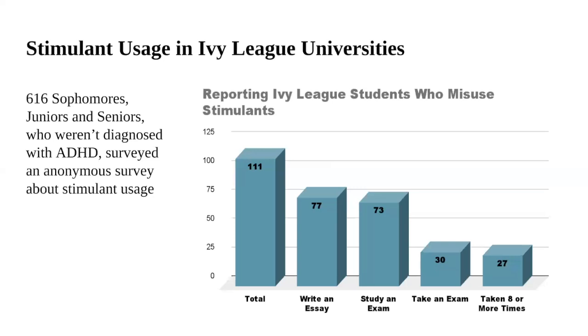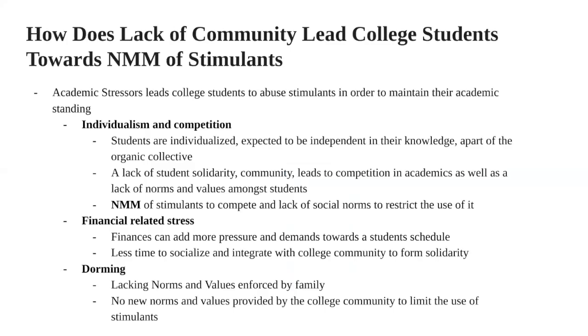30 were used to take an exam, 73 were used to take an exam, but 27 of them taking it 8 or more times. So overall, this data. So how does community lead college students towards non-medical misuse of stimulants? Academic stressors lead college students to abuse stimulants in order to maintain their academic standing.